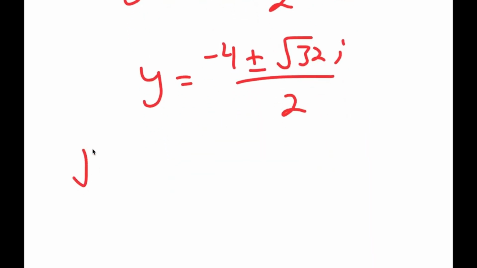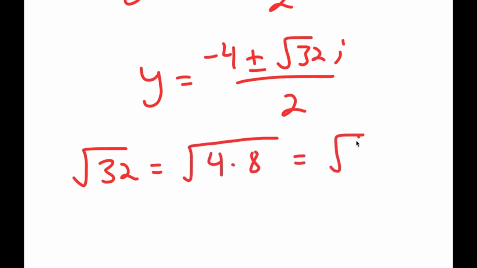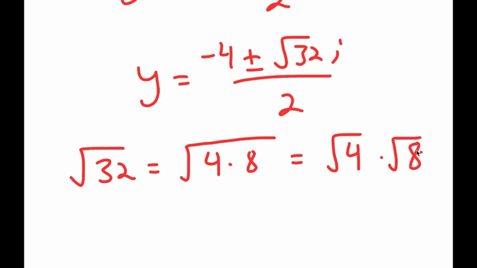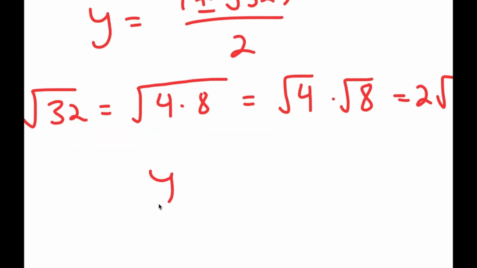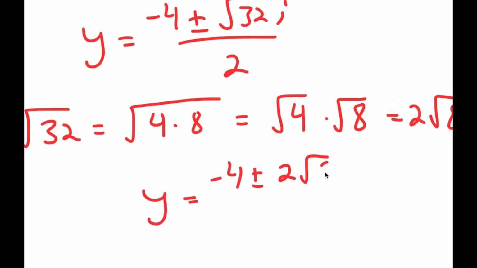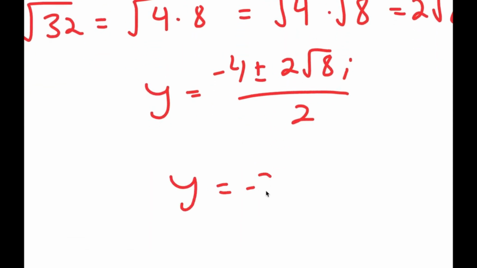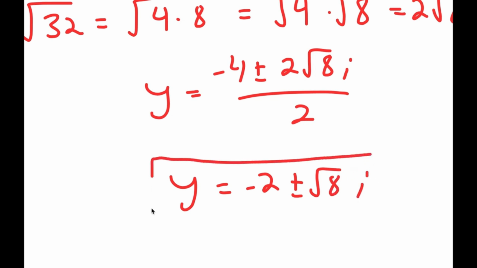Now the square root of 32 is the same thing as the square root of 4 times 8, which is equal to the square root of 4 times the square root of 8, which is equal to 2 root 8. So now I get y is equal to -4 plus or minus 2 root 8 i over 2, which is equal to -2 plus or minus square root of 8 i. So these are another two solutions of y.